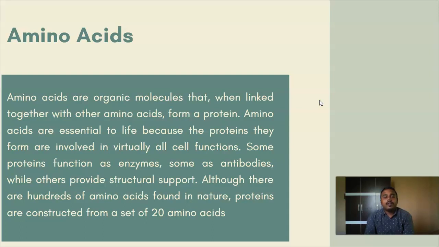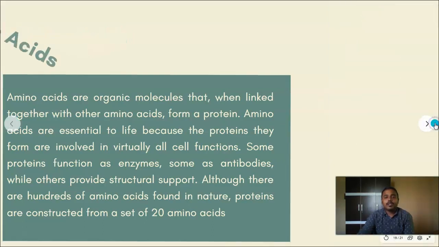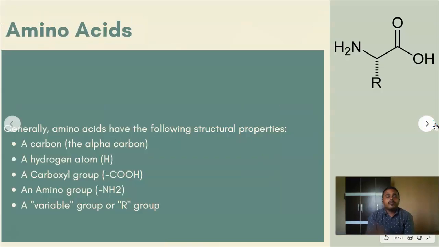Although there are hundreds of amino acids found in nature, proteins are constructed from a set of 20 amino acids. From this you can understand that just 20 amino acids constitute your protein, which is very important for our life. So we will see what those 20 amino acids are. Before that, we will see the basic structure of an amino acid.